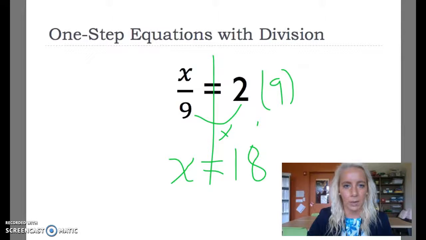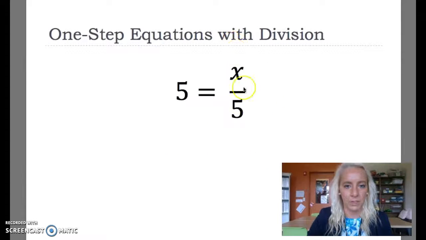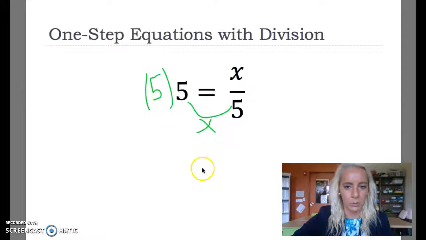One more example with the variable on the other side of the equal sign. Again, our fraction bar means division. So the inverse operation of division is multiplication. So I'm going to multiply 5 to both sides of my equal sign. Five times 5 is 25. So x is equal to 25.